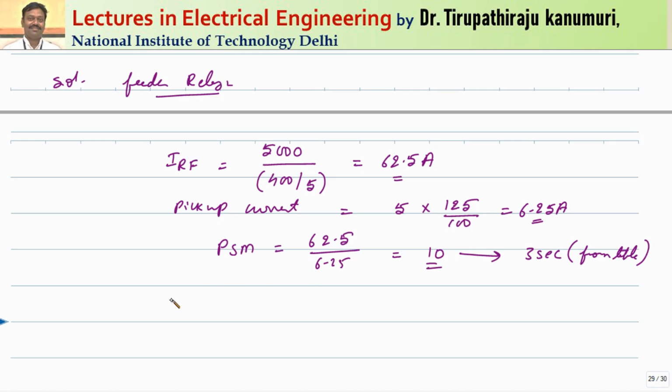So now let us calculate what the actual operating time will be. The actual operating time will be equal to this 3 seconds, and I have to multiply it with the time multiplier setting.